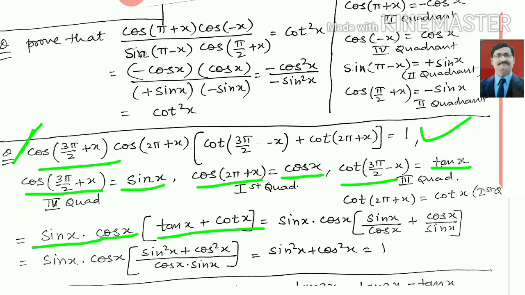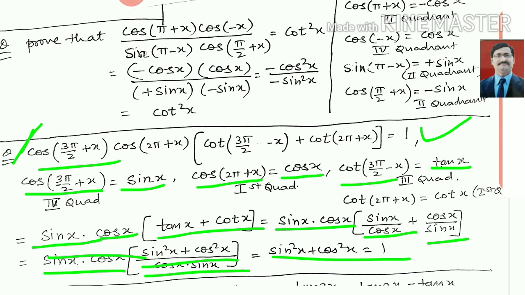Now tan x we can write sin x upon cos x, and cot x we can write cos x upon sin x. Sin x cos x as it is. You take LCM, sin x into cos x is the LCM. Sin square x plus cos square x in numerator. Look at this, sin x cos x will cancel, and sin square x plus cos square x is equal to 1. So we get the right hand side is 1.